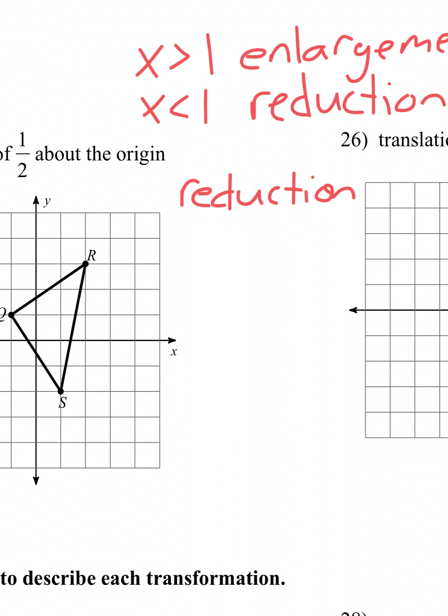What do we need to do next? Find the coordinates. Let's find all of them. So what are the coordinates to S? Yes. 1, negative 2. What are the coordinates to R? 2, 3. What are the coordinates to Q?